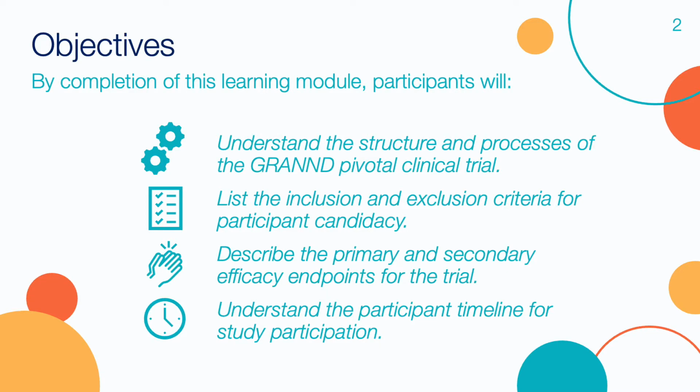By completion of this learning module, participants will understand the structure and processes of the GRAND pivotal trial, list the inclusion and exclusion criteria for participant candidacy, describe the primary and secondary efficacy endpoints for the trial, identify the primary safety endpoint, and understand the participant timeline for study participation.